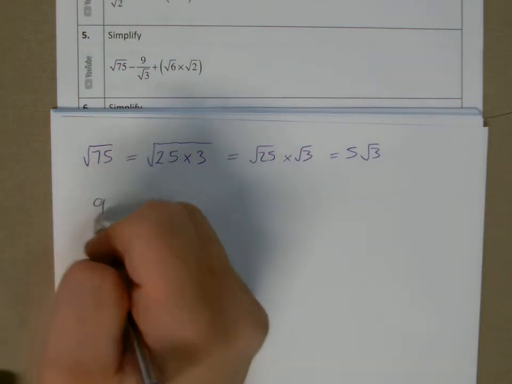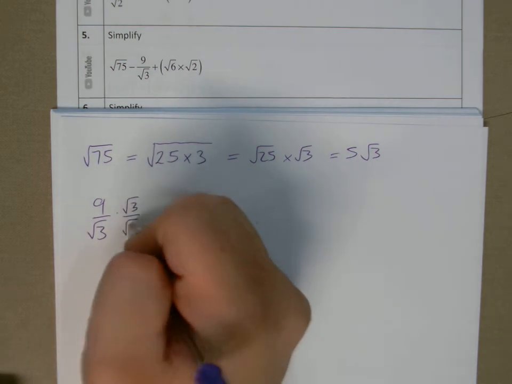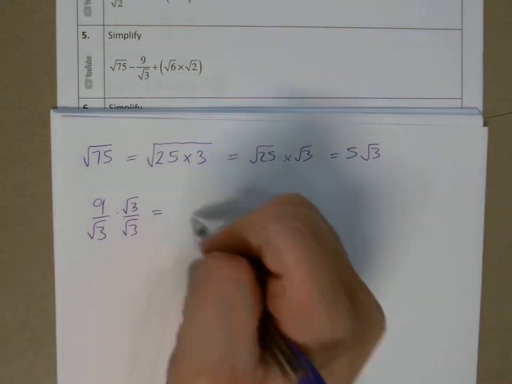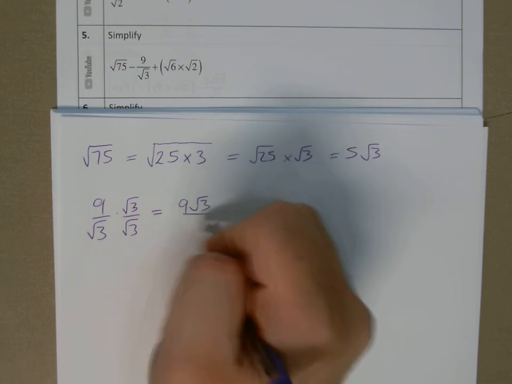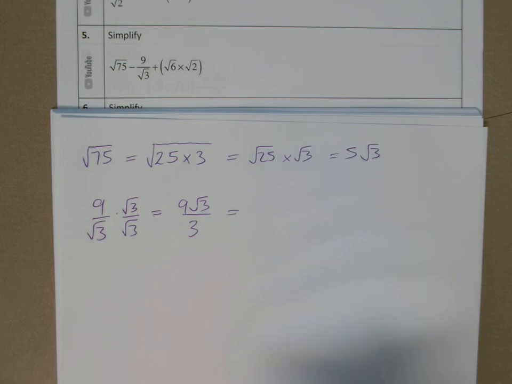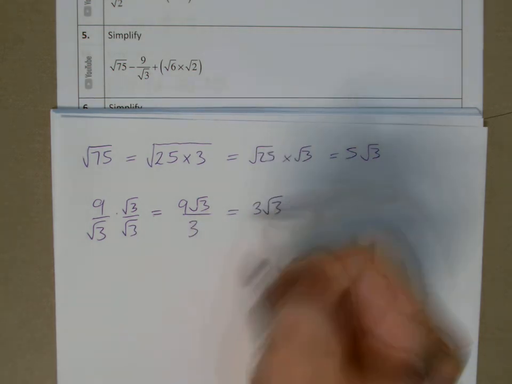Then the next one. If we rationalise that, that's what I've gone for straight away because it's root 3 on the bottom. Let's times top and bottom by root 3. You get 9 root 3 on the top, and of course root 3 times root 3 is just 3, which gets rid of the square root, and you can divide these, so that becomes 3 root 3.